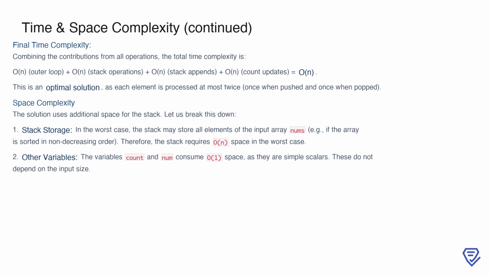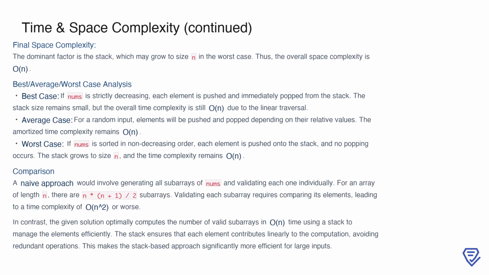Moving on to space complexity, the main contributor here is the stack. In the worst-case scenario, where the input array is sorted in non-decreasing order, all elements will be pushed onto the stack, leading to a maximum space requirement of O(n). Apart from the stack, we use only scalar variables like count and number, which occupy constant space, or O(1). These scalar variables do not depend on the size of the input array. Given this breakdown, the overall space complexity is dominated by the stack, resulting in O(n) in the worst case.